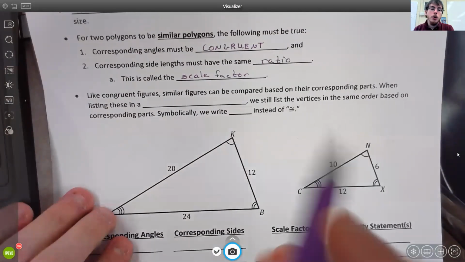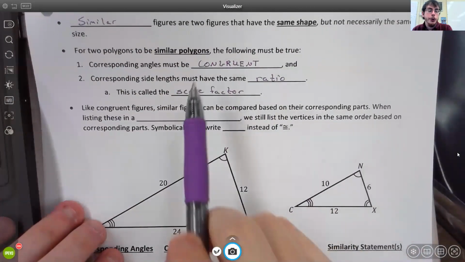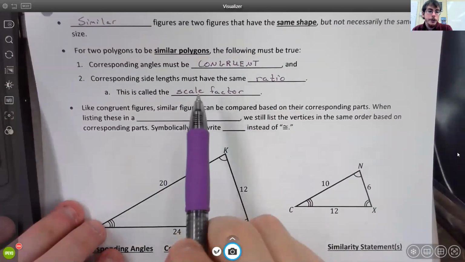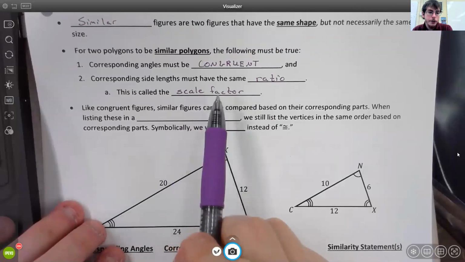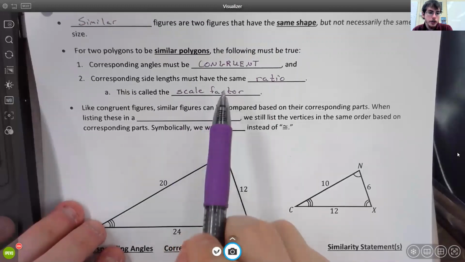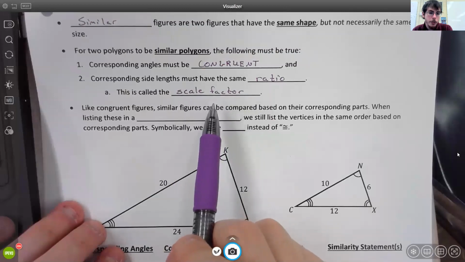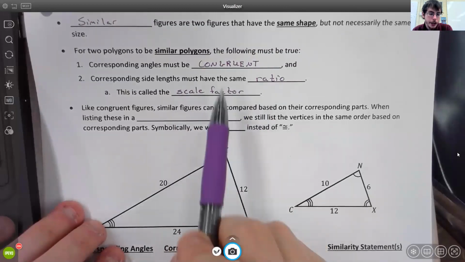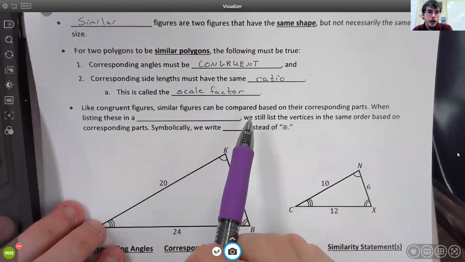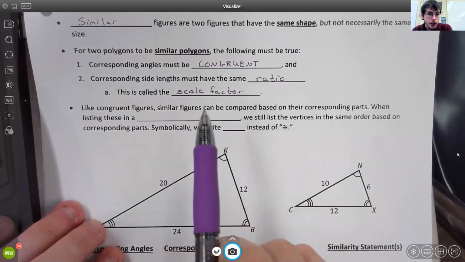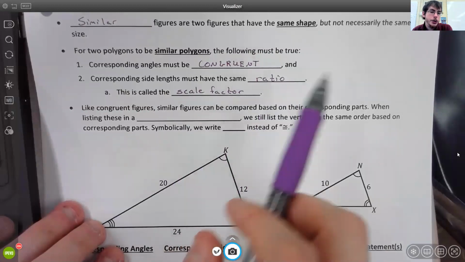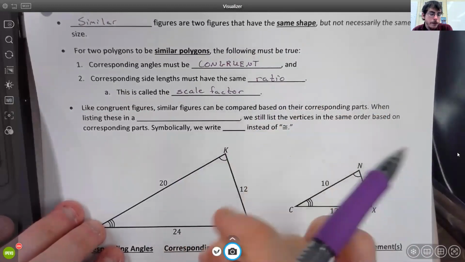So I do want to make a point here. Every congruent figure is similar. Every congruent figure is similar to all its other congruent figures, because they would have a ratio of 1, a scale factor of 1. Similar polygons do not have to be congruent though. They can be double the size, triple the size, half the size, whatever.